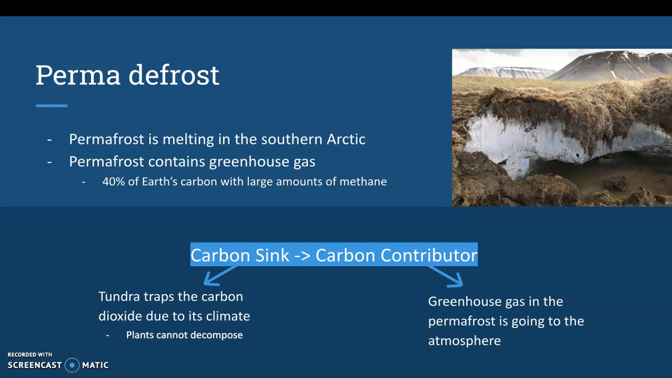So the process is like this: the tundra was a carbon sink on the Earth because it traps the carbon dioxide due to its climate, and plants cannot decompose in tundra, so the dead plants remain in the permafrost. But as the temperature rises, it's becoming a carbon contributor because permafrost is melting and the dead plants are making greenhouse gas in the permafrost, which will go to the atmosphere.